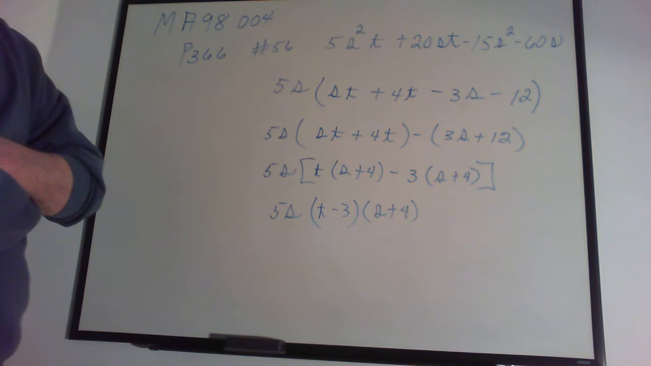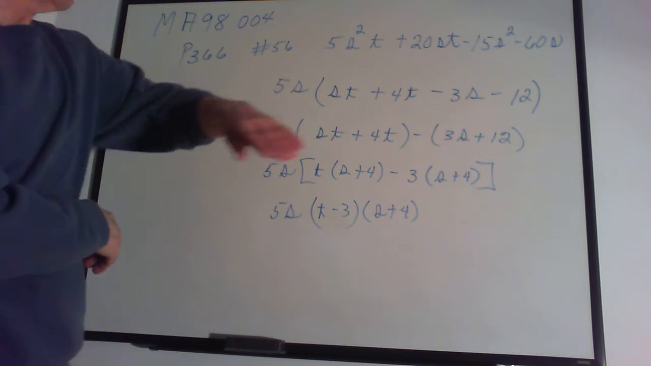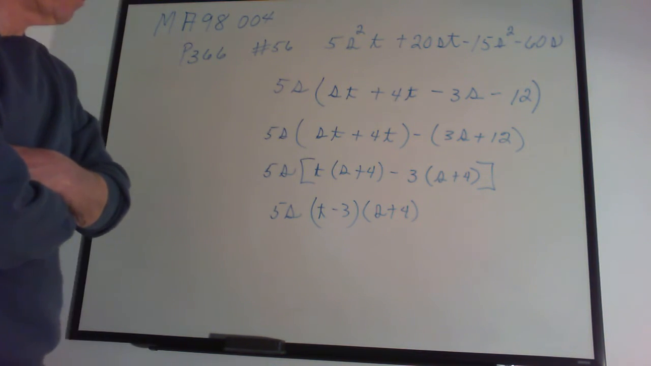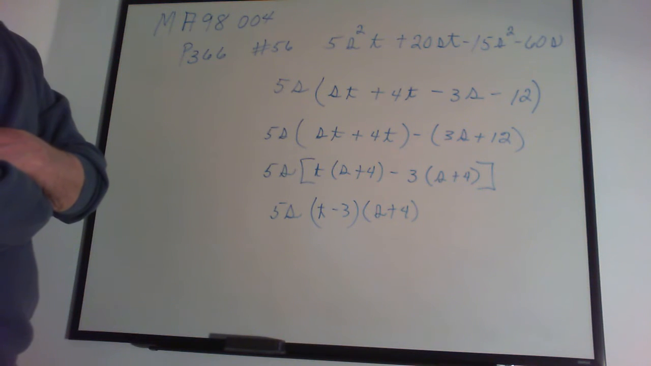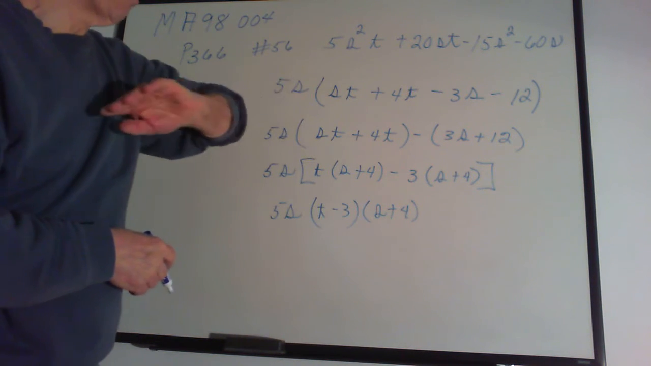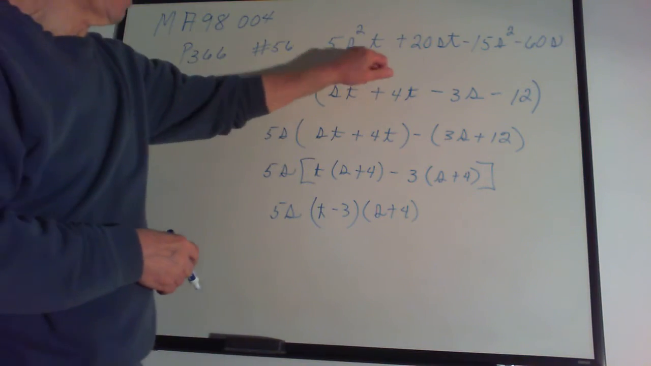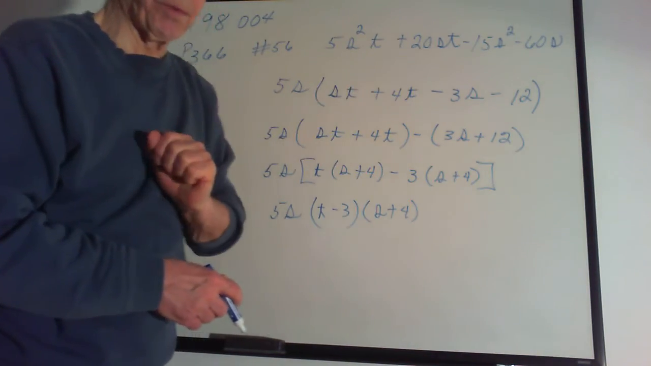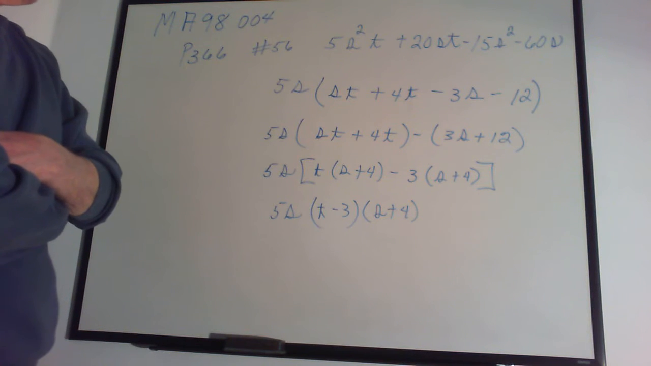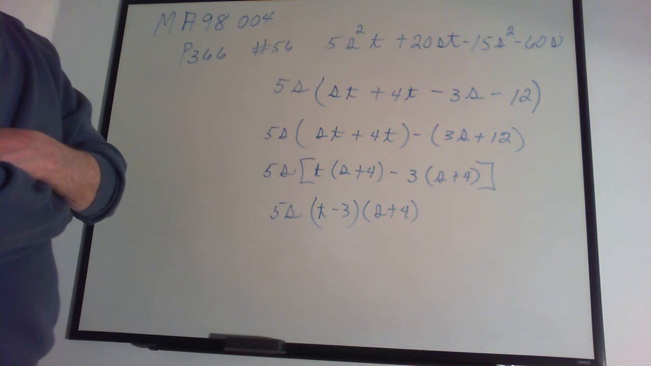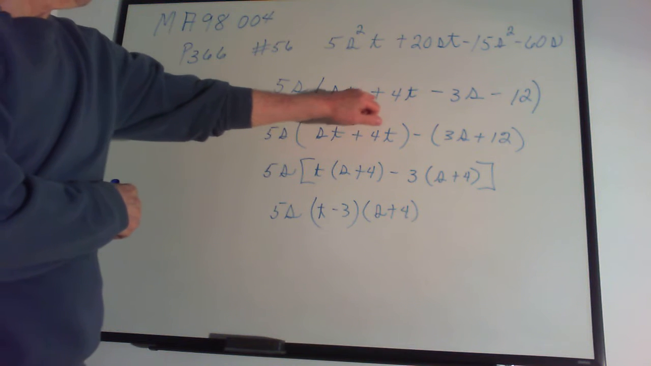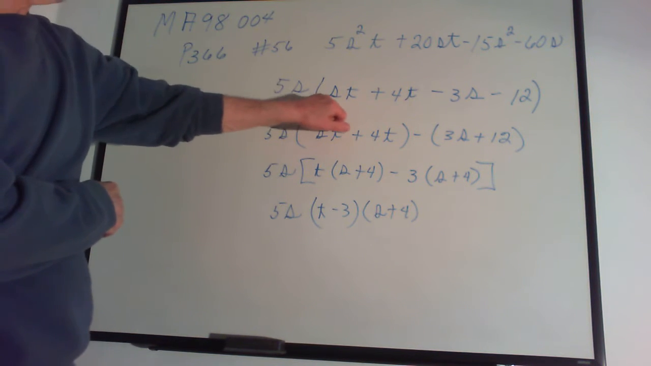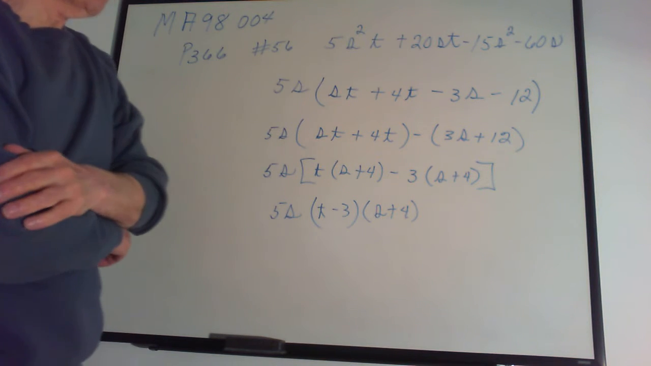Problem number 56. Probably what you want to do is copy it, try it over, pause the video and give it a try. So what I want to do is factor out 5s. I have an s here, s, s, s. All of these numbers here are divisible by 5, so I can take out a 5s. Left in parentheses is st plus 4t minus 3s minus 12. If I multiply it back out, I end up with what I started with.